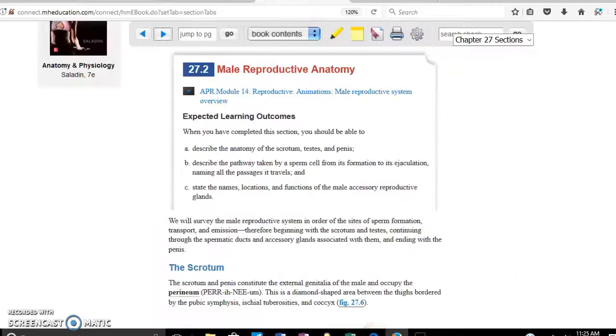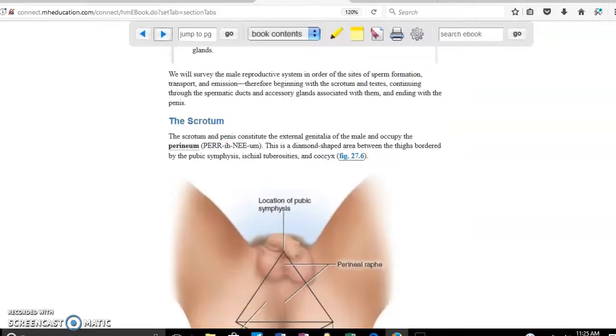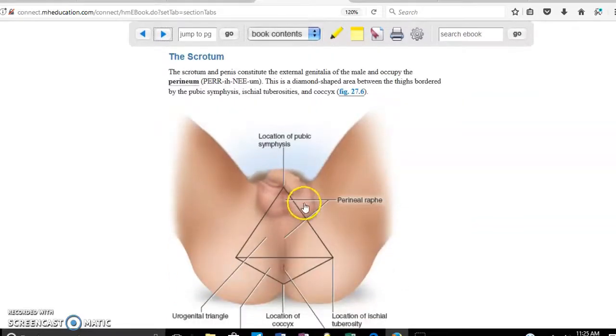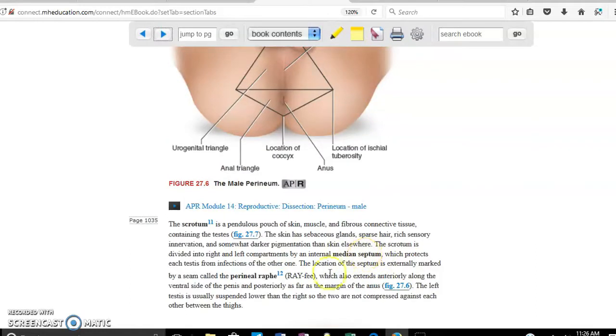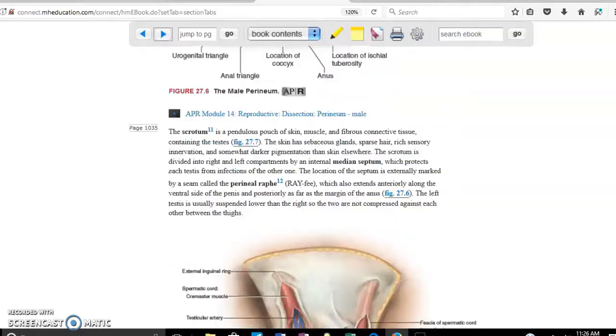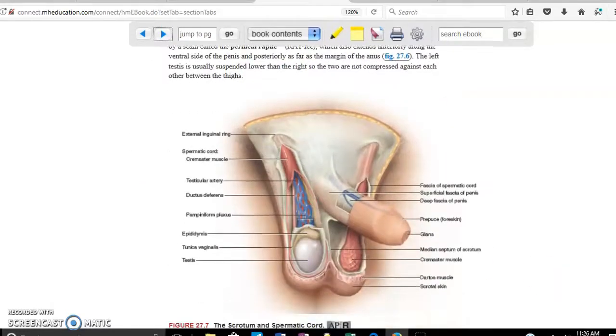Okay, the next topic is male reproductive anatomy. We see in there the first part, which is going to be the scrotum. This is like a bag where the testicles are going to be located. There's a wall in the middle of it, which is called the median septum, and the perineal raphe is the outside view of the median septum. So if we scroll down, we have in here the male reproductive system.